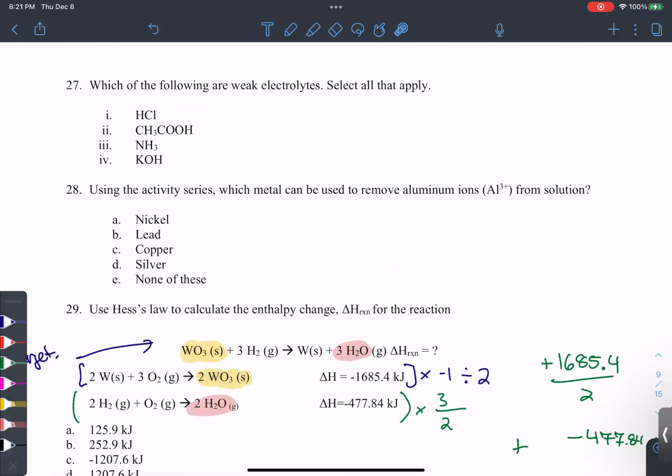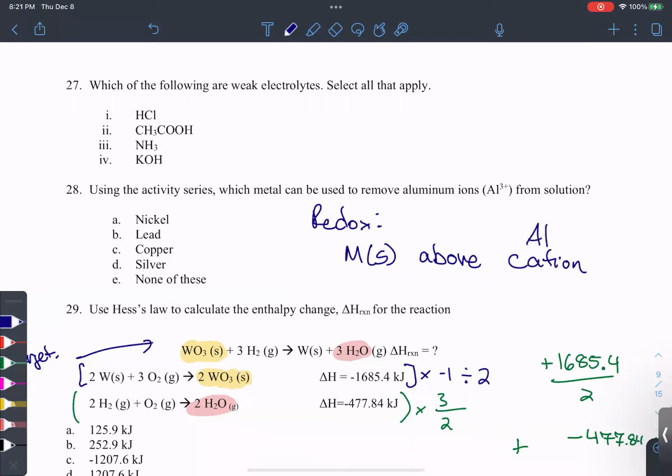28, which in the activity series, which metal can be used to remove aluminum ions from solution? So remember the activity series. What's the rule for the activity series? A redox reaction will happen when the metal is above the thing. When the metal solid is above the what? The cation, yes. So our cation here is aluminum 3+.